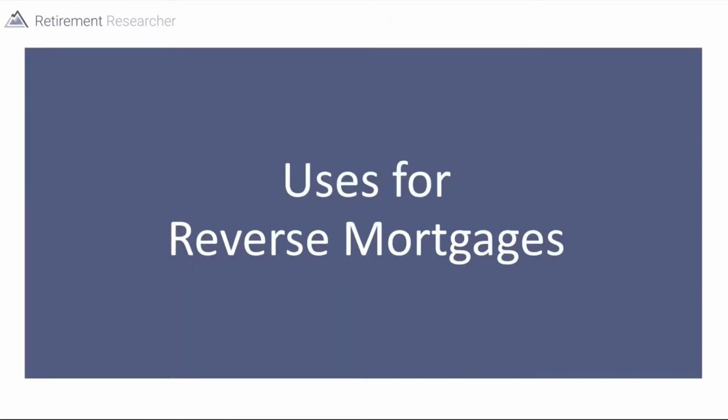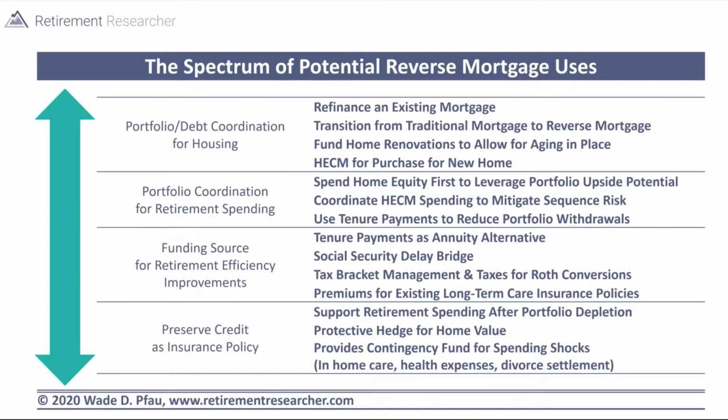So now getting more into the reverse mortgages, there's a number of different ways they can be used. So this is the spectrum of potential uses. And I group these into 4 general categories. And the categories range from, on the top, uses where you're more likely to use the line of credit faster and sooner rather than later. And that would be using the reverse mortgage to coordinate with housing debt in retirement, either to refinance an existing mortgage or what I call transition from a traditional mortgage to a reverse mortgage.